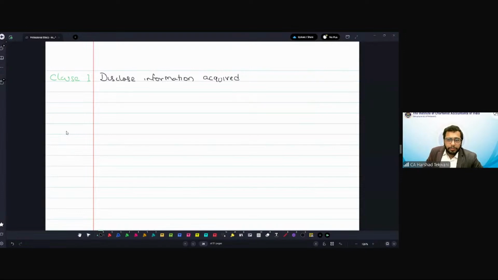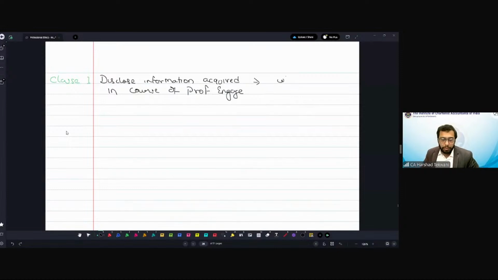acquired in course of professional engagement, and that too without consent or permission of client or otherwise by law, required by law. Okay.